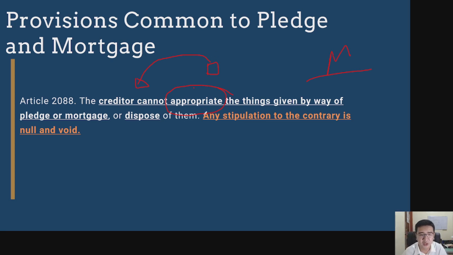Napag-usapan na natin yan before. Hindi pwede na si creditor will instantly own the thing pledged or the thing mortgaged. Hindi pwede. Yun yung sinasabi natin dito. Hindi rin pwede na siya ang magbebenta nito without going through the proper process. So, hindi pwedeng ibebenta niya basta-basta. It must be through an auction, either sa pawn auction or execution sale. Okay? So, hindi siya basta-basta na siya na lang ang magte-take control, siya ang magbenta.